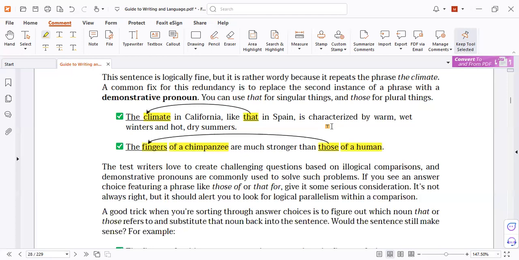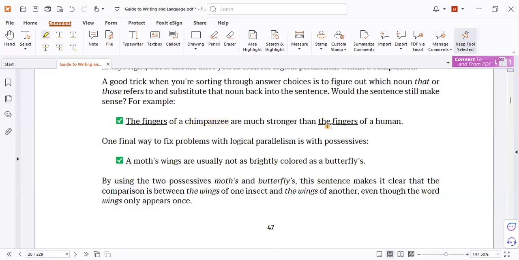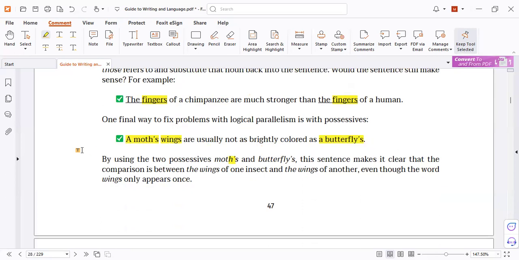Okay, now, of course, I can repeat the noun or I can keep it away like that. A noun's apostrophe S with apostrophe S. So we should not repeat it the same. So be careful.